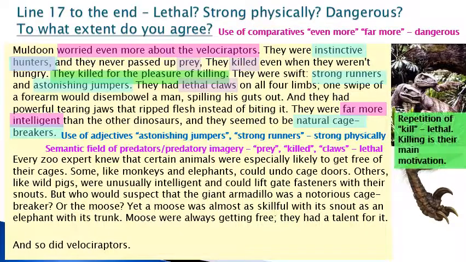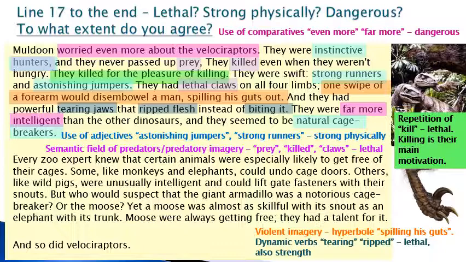They killed for the pleasure of killing. We've actually got a repetition of the word kill. Killing is their main motivation. One swipe of a forearm would disembowel a man, spilling his guts out. Really violent, hyperbolic imagery here. So violent imagery and hyperbole, spilling his guts, horrible, visceral. Shocking imagery, showing how lethal they are, how easily they could cause death and dismemberment. Tearing jaws, ripped flesh, biting it. The dynamic verbs are all about aggression and strength as well.